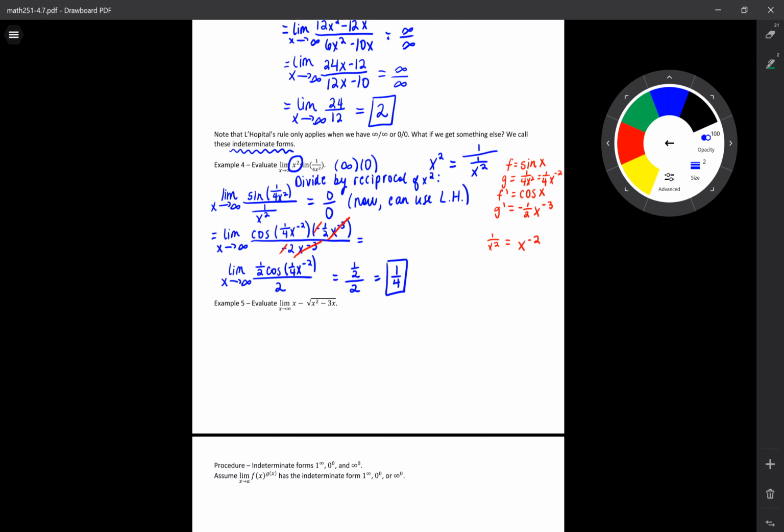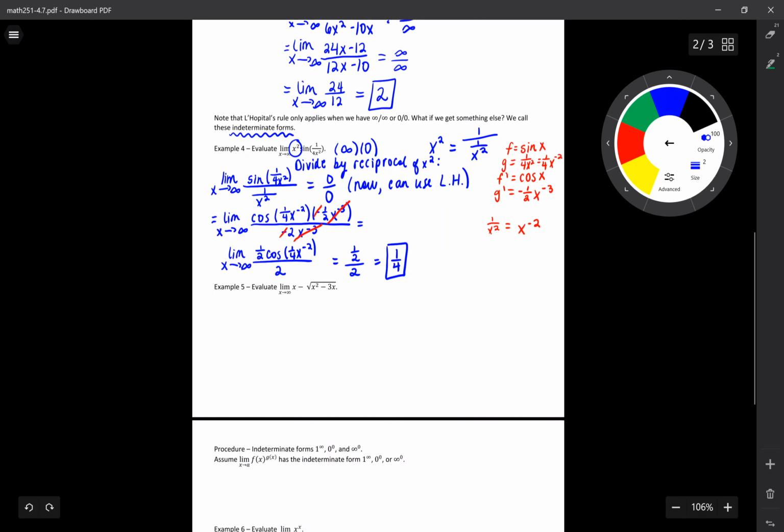So here the trick was, since I had infinity times 0, I needed to divide by the reciprocal of x squared. And if I have this kind of function, I will always divide by the reciprocal of whatever I have in front. So if I have an x to the power of 2, I'll divide by the reciprocal of that. If I have an x to the power of 7, I'll divide by the reciprocal of that. That is kind of our trick here. So once I divided by the reciprocal, I was able to use L'Hopital's rule. Then I had to use the chain rule in order to find the derivative, but we know how to do that, so no problem there. And then I finally got a constant. So pretty cool, huh?